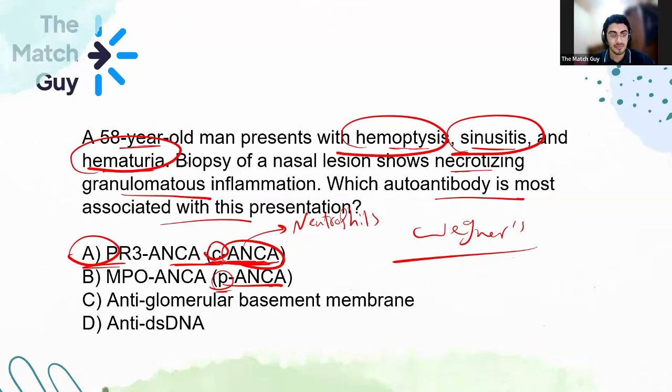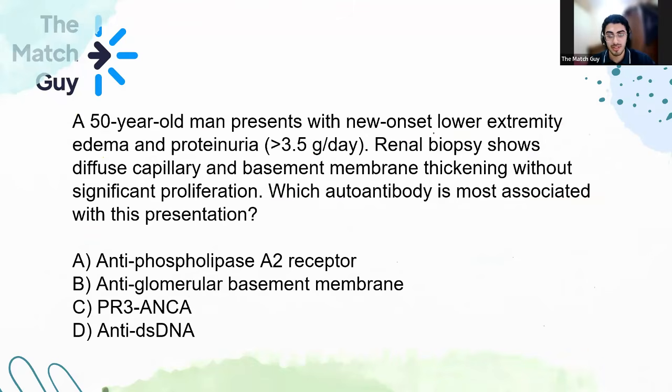Okay. A 50-year-old man presenting with new onset lower extremity edema and the proteinuria in the nephrotic range, more than 3.5. Renal biopsy shows diffuse capillary and basement membrane thickening without significant proliferation. Which autoantibody is most associated with this presentation?